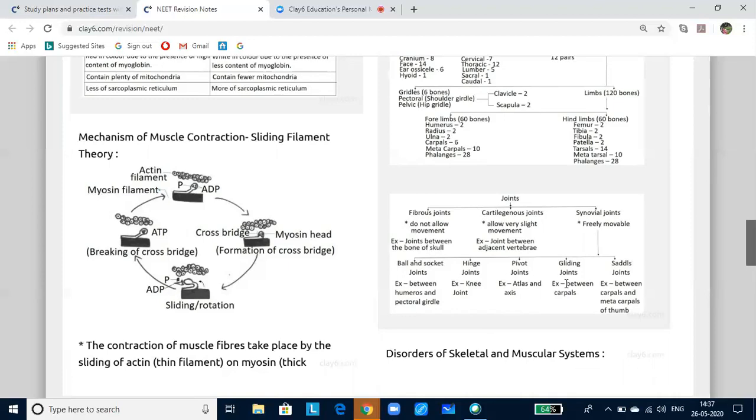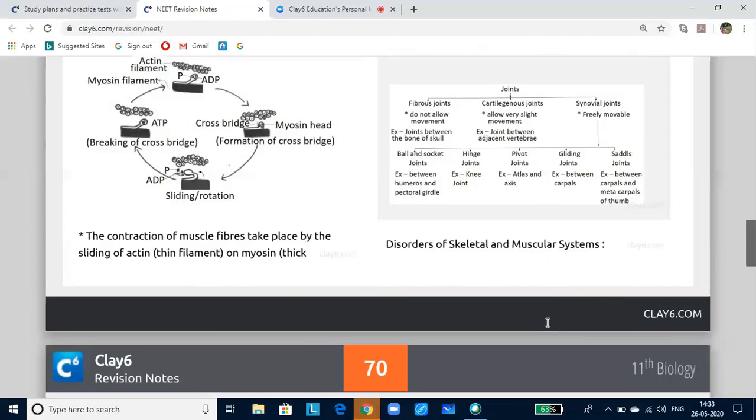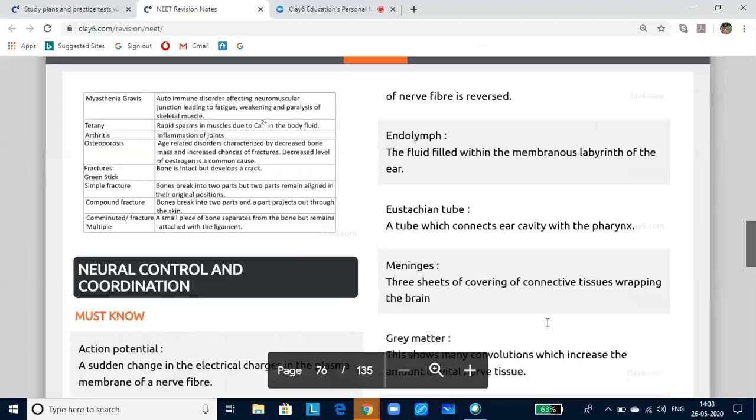In these joints, the movement is possible in one or other direction. The ends of articulating bones are covered by smooth articular cartilages. A cavity called synovium is present between two bones, which is filled with a gelatinous synovial fluid. Now, these synovial joints can be further classified as ball and socket joint, hinge joint, pivot joint, gliding joint, and saddle joint.